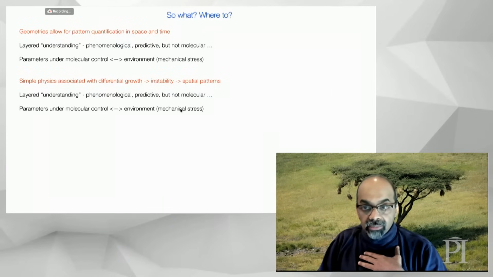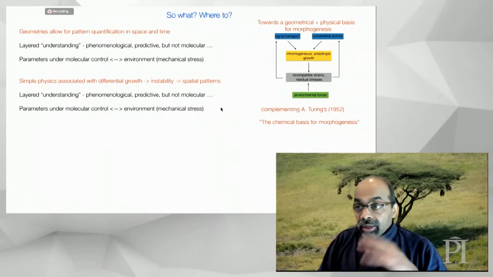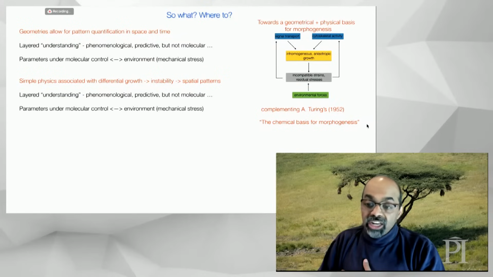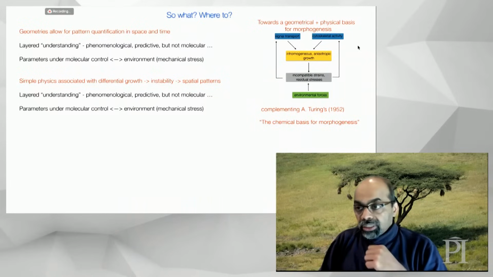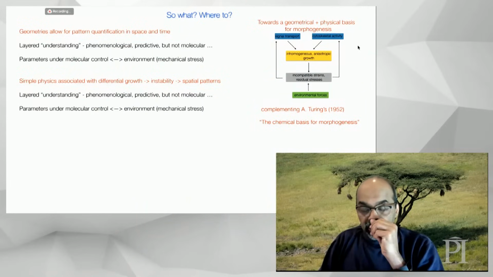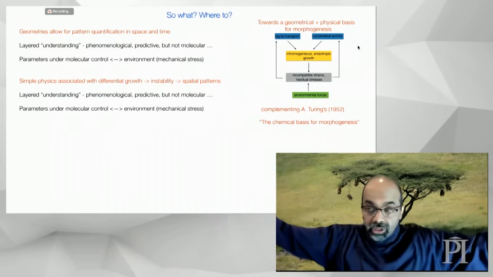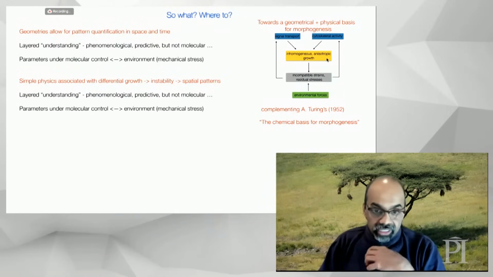I said that there was this remarkable advance due to Alan Turing in the early 50s, where he wrote this beautiful, very prescient paper called Chemical Basis for Morphogenesis. And I hope that I have excited you a little bit towards a complementary perspective, which takes a geometrical and a physical perspective of morphogenesis, which involves a remarkable number of people now working in the area.